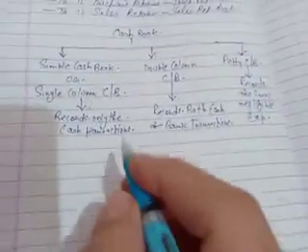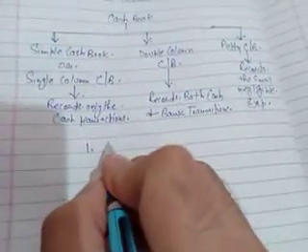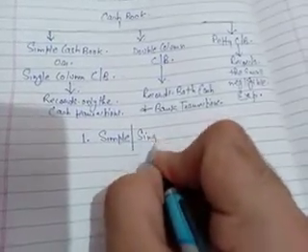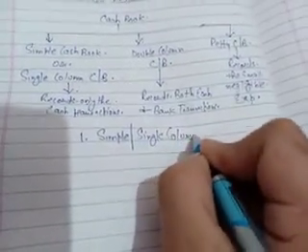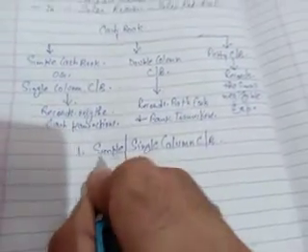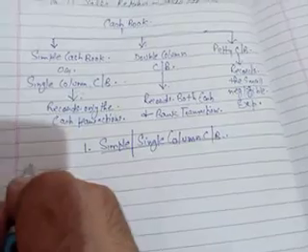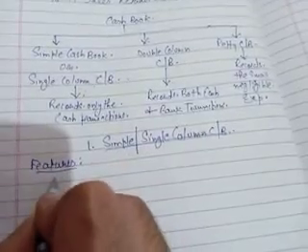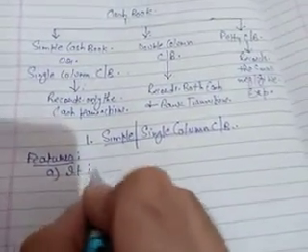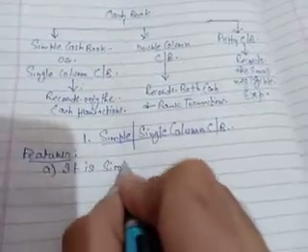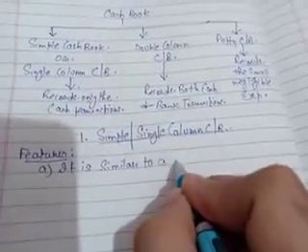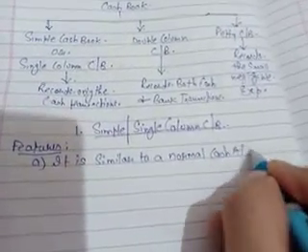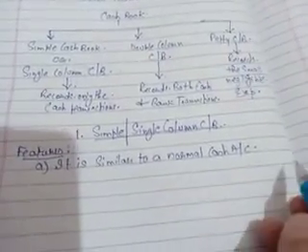Now we are starting with number 1, the simple or single column cash book. Let's write the features of this simple cash book. The features are: A, it is similar to a normal cash account. It is similar to a normal cash account.